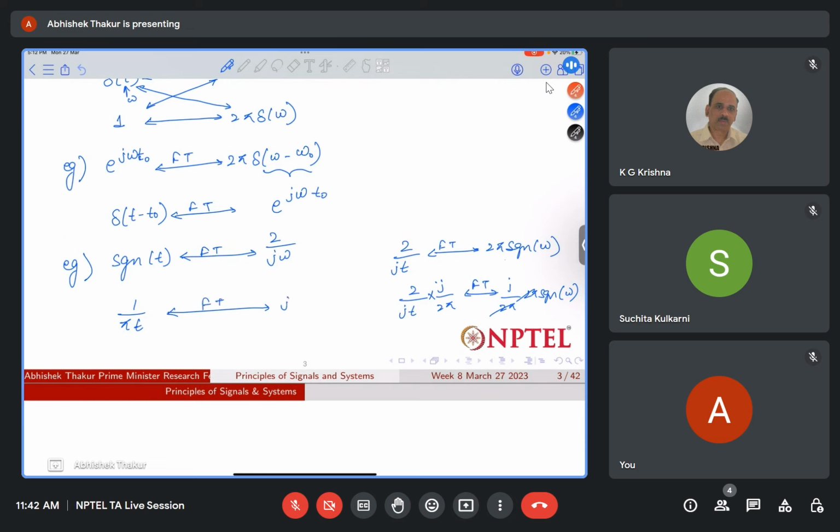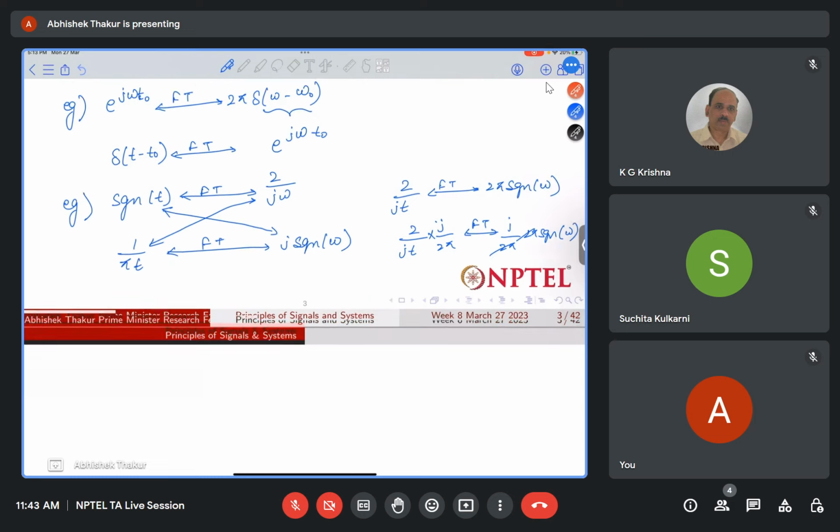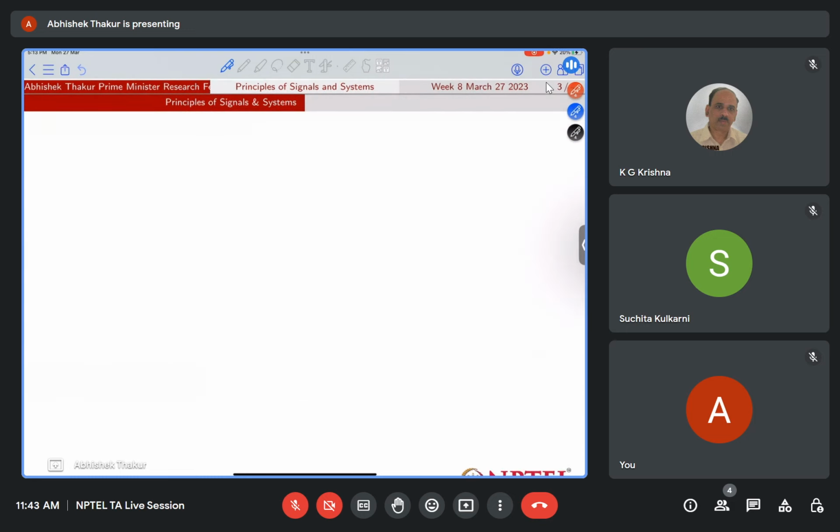So we have to find 1 by pi t. It will first be 2 pi of signum omega for 2 by jt. When you multiply by j by 2 pi, the 2 will get cancelled, it will be 1 by pi t, and we will get j of signum omega here. So we can use this property for finding the Fourier transform very easily, sometimes for complex Fourier transforms. This is just a shortcut, a practice example based on the shortcut.